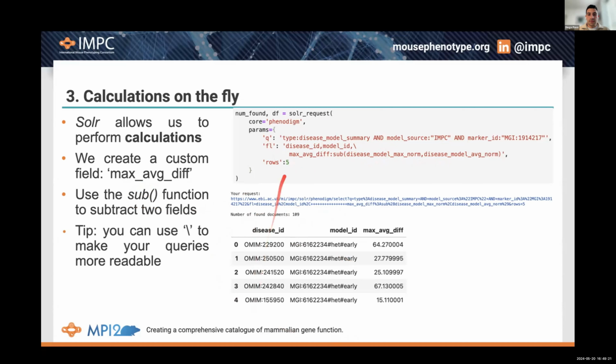So I get my disease field, which was established here, my model ID, which was established here, and then the calculation I created on the fly. So this can be quite powerful if you want to calculate something on the fly with Solr.